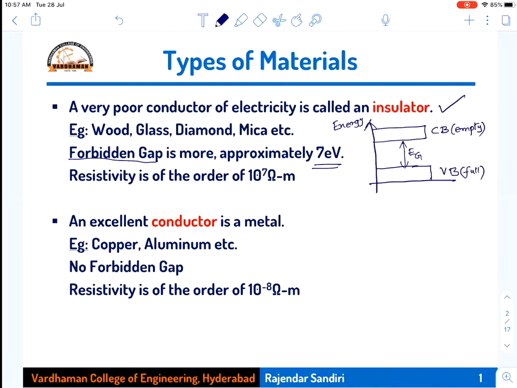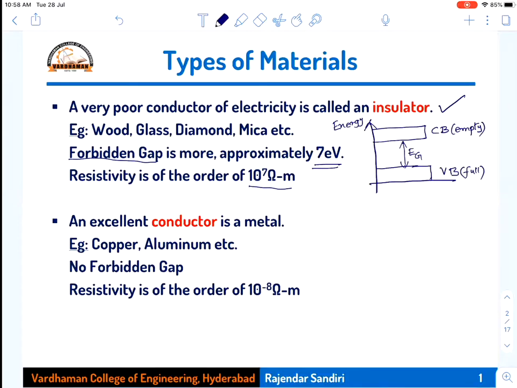Even if you apply a small amount of energy, that will not make the conduction happen. The other point is the resistivity of the material. The resistivity of insulators is of the order of 10 to the power of 7 ohm meter. Because of this high resistivity, it is not able to allow the flow of current. Conductivity and resistivity are reciprocal to each other, so resistivity is high means conductivity is less, and it will not conduct electricity.